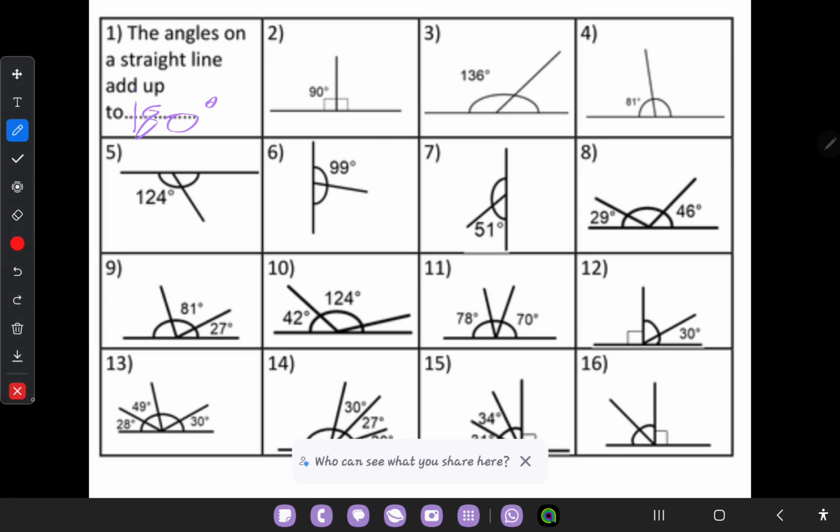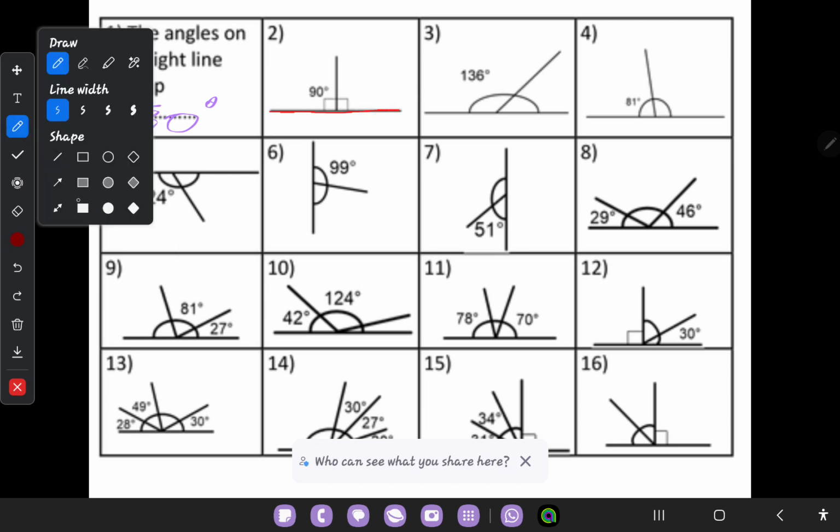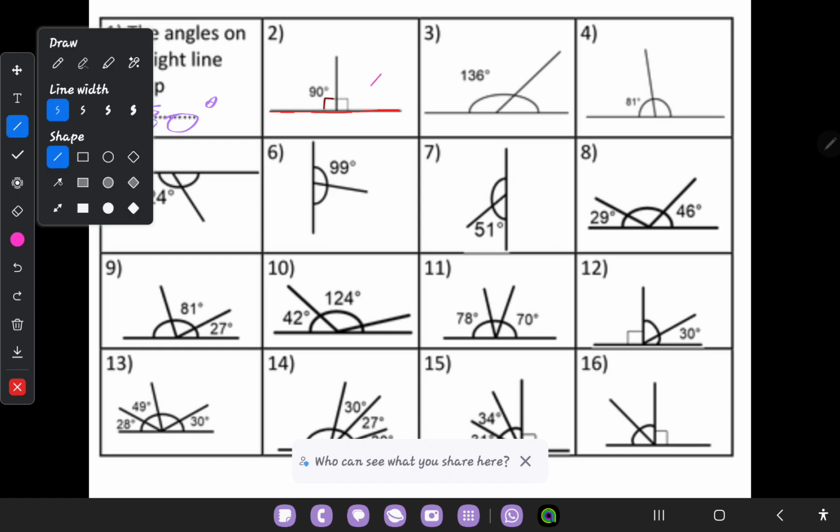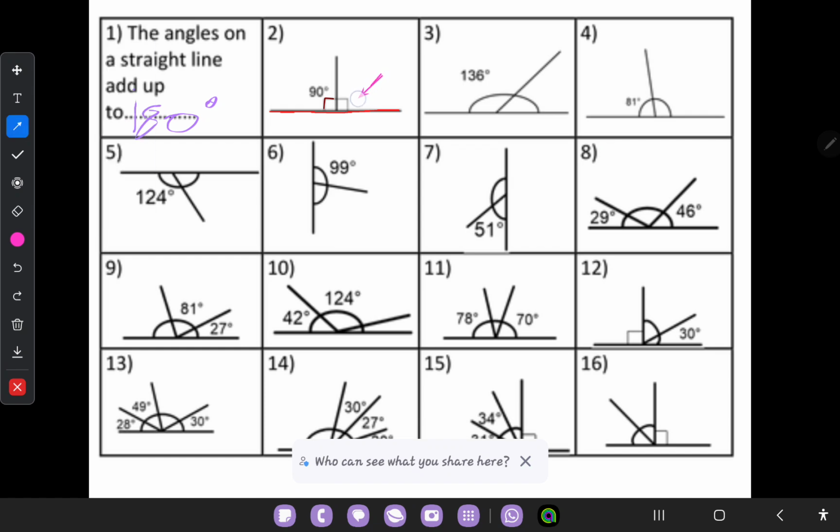In the first one, this is question number 2. Here we have this straight line, and we have one angle drawn, and this angle is a right angle because its measure is 90 degrees, and I want to get the other angle, this one. So we can label it as angle x, and I want to get the measure of angle x. So x equals 180 degrees.